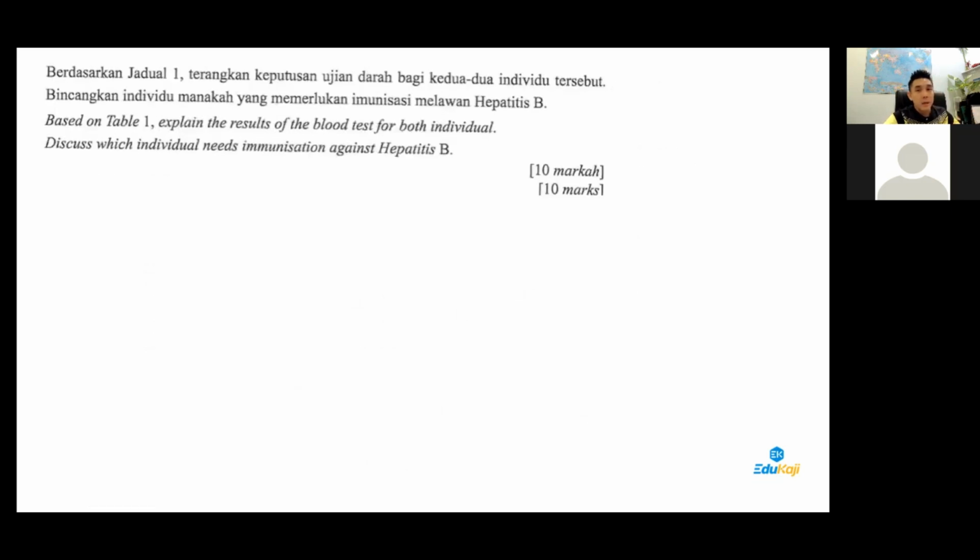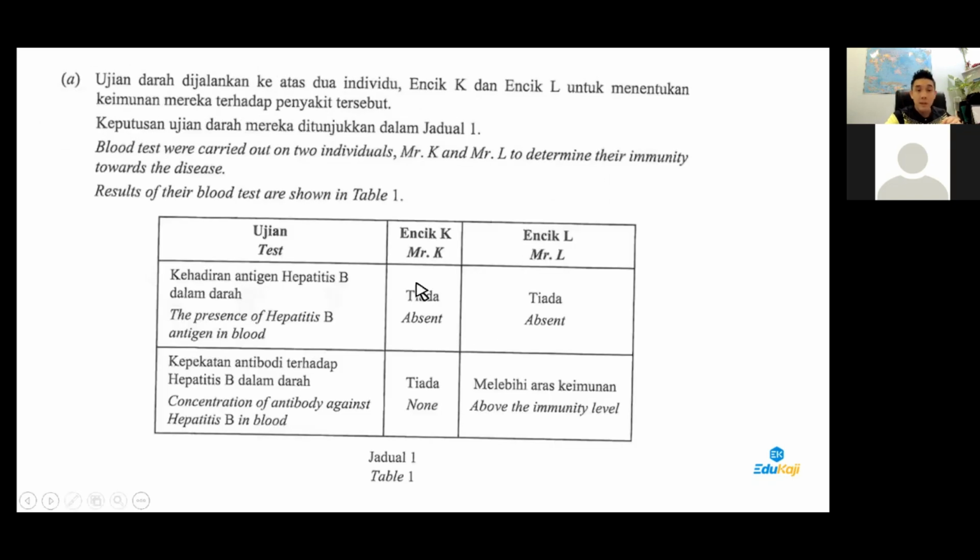First step, we can state the obvious. Mr. K doesn't have these two. Means what? He was not infected before by hepatitis B. But how about Mr. L? It's above immunity level, because if it's above immunity level, we know he doesn't have to go for any jab.